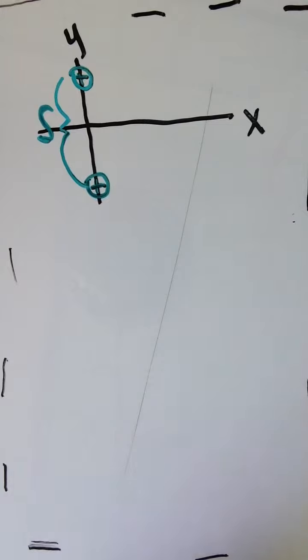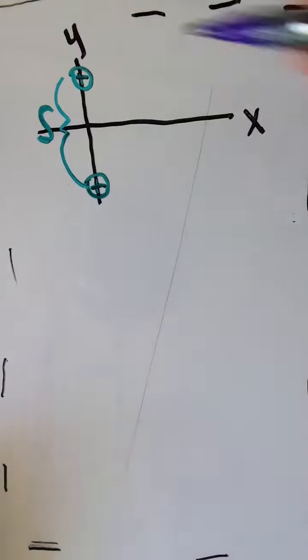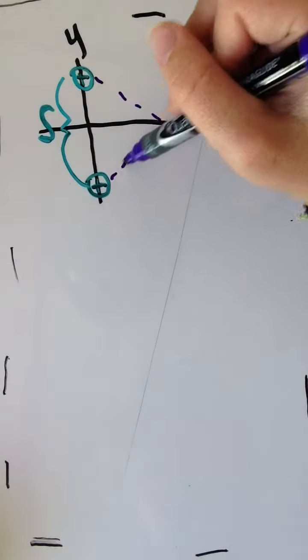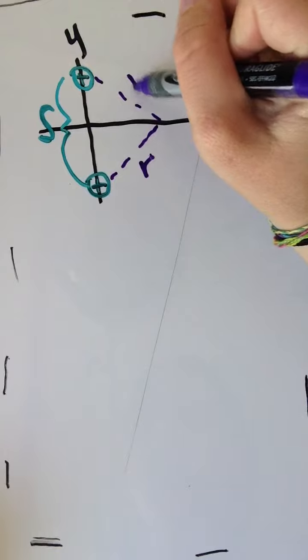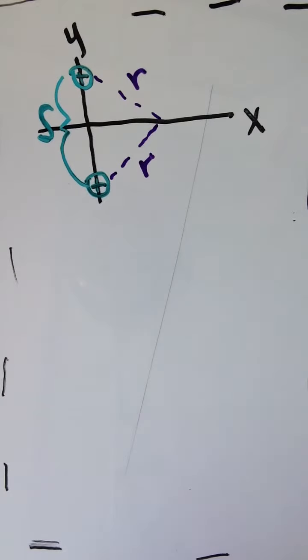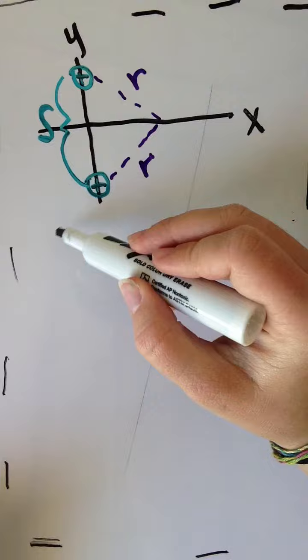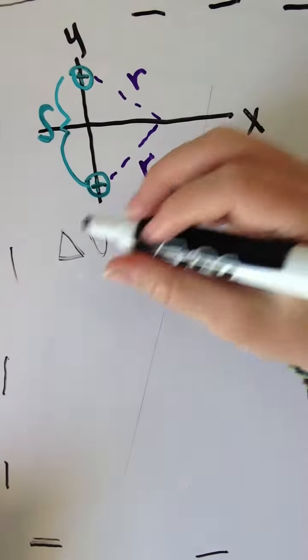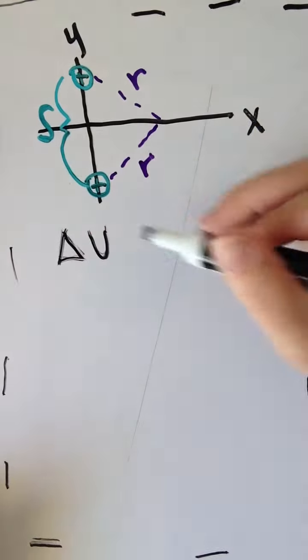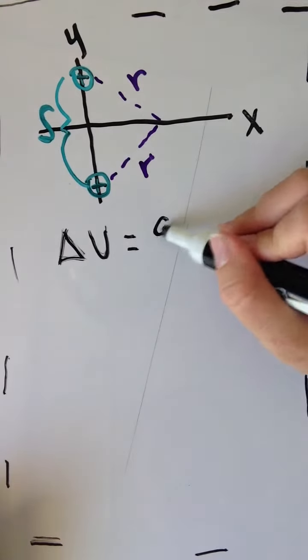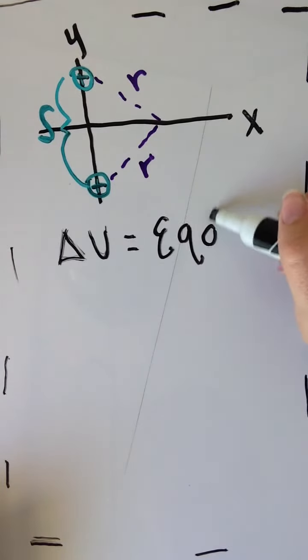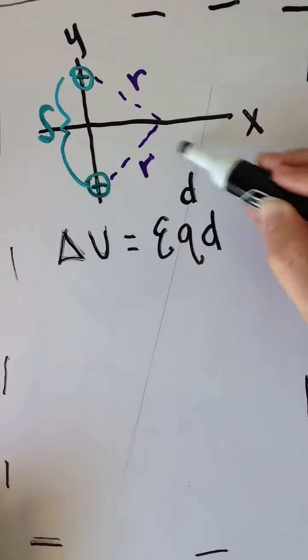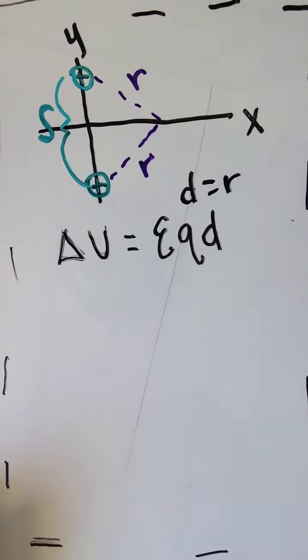But we're trying to find the potential, not the potential energy, but the potential anywhere on the x-axis. So we'll draw out our little triangle here and we'll call these distances r. If we look at our basic equations, we know first off that the potential energy, delta U, equals E times the charge times the distance. But as we know, distance is just the distance from the charges, so it's just r in this case.